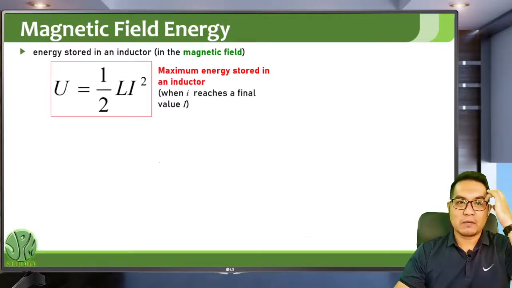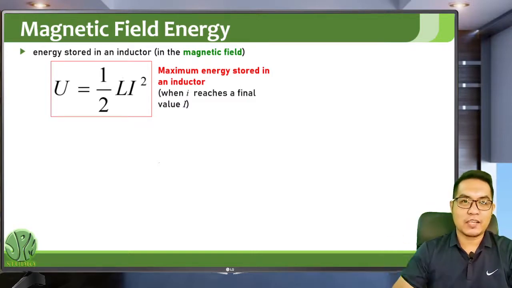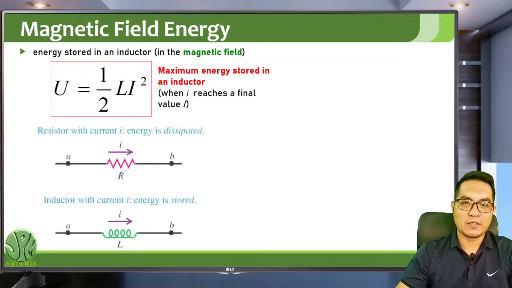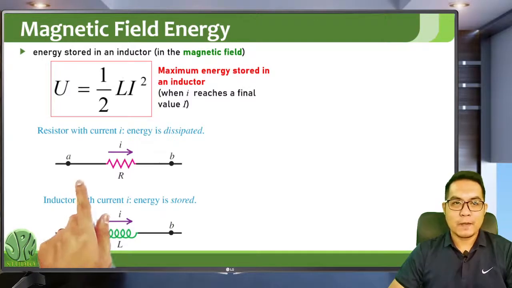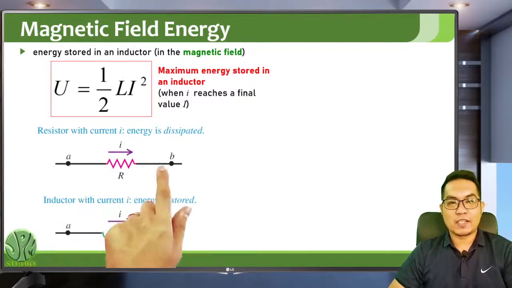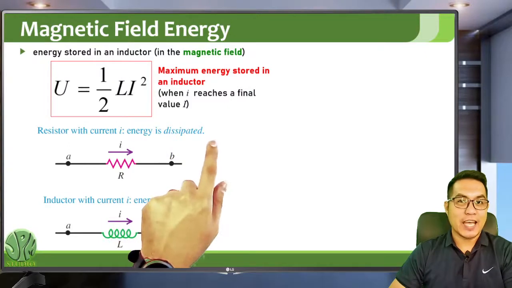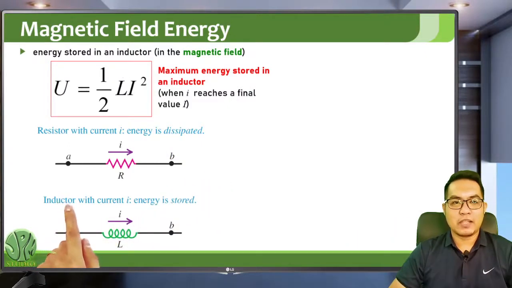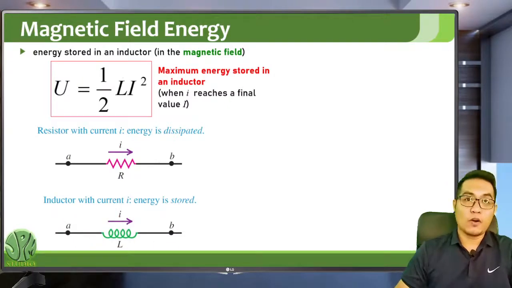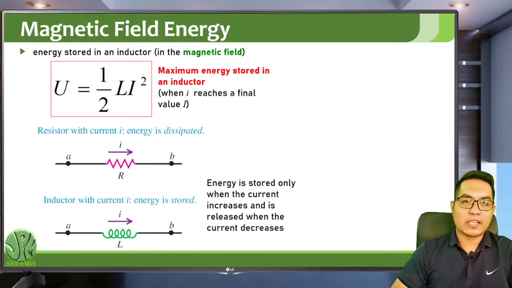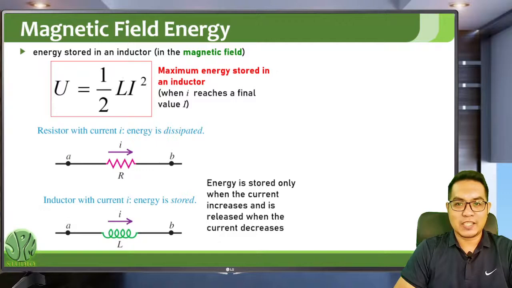This is the maximum energy stored in an inductor when the current reaches a final value of I. It's 1/2 L I squared. As a comparison again with the resistor, when current flows through a resistor, energy is dissipated, meaning energy is lost. But when a current flows through an inductor, energy is actually stored or released. Energy is stored when the current is increasing, and energy is released when the current is decreasing. So that is the purpose of our inductors.